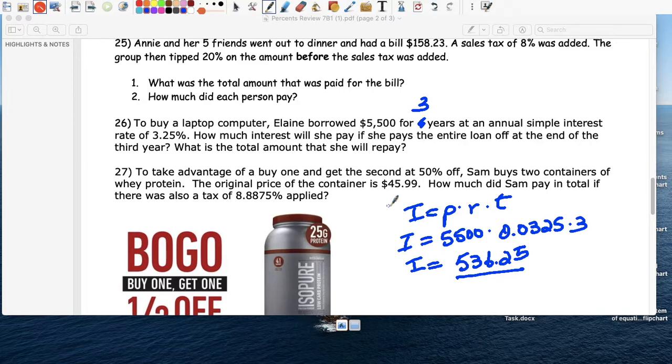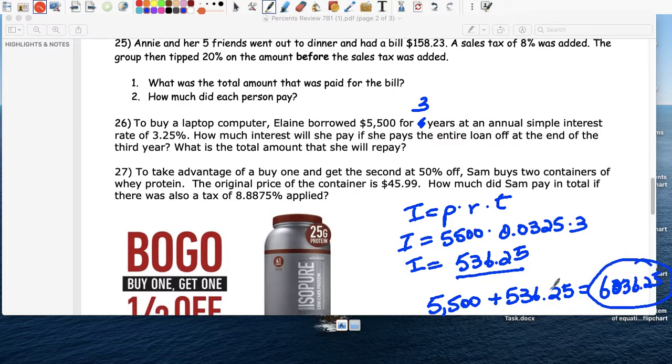At the end of 3 years, when she pays everything, that's just the interest. Her total amount is the 5,500 she borrowed, the original value, plus that. So it's going to be $6,036.25. In reality, her laptop costs that much. And 3.25% interest is really nice, so she must have a good credit score.